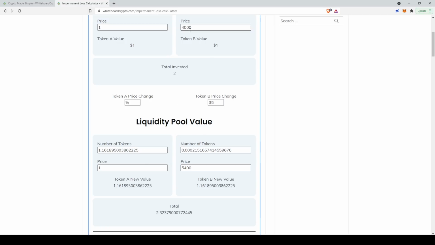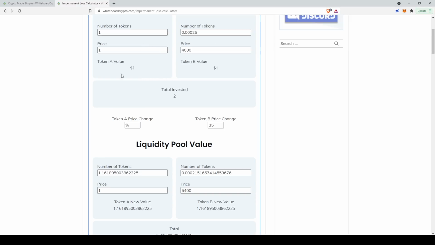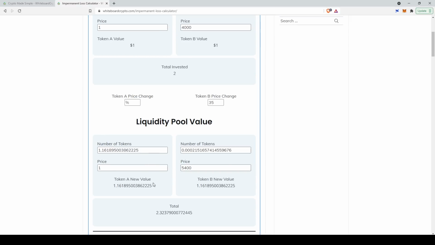So here you see Ethereum went from $4,000 to $5,400. However, the stablecoin stayed the same price. And because of these numbers fluctuating, your initial value went from $1 to $1.16, which means our pool value went from $2 to $2.32. Now you might be thinking that's great, we made 16%.